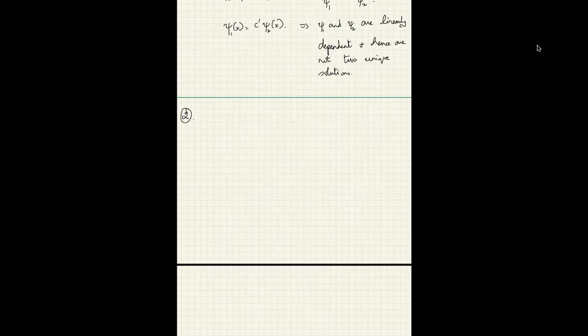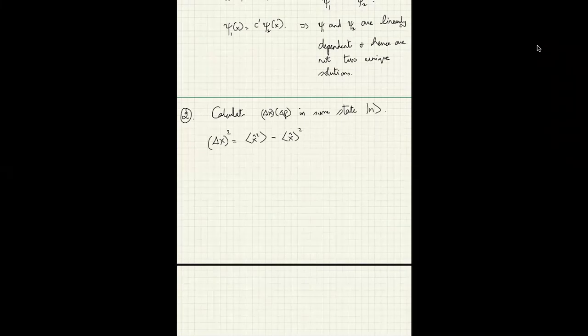So the second question is on the simple harmonic oscillator. You are asked to calculate the product of the uncertainties, delta x, delta p, in some state n. Remember that delta x equals the square root of the expectation value of the square of the operator minus the square of the expectation value of the operator. Similarly for delta p.